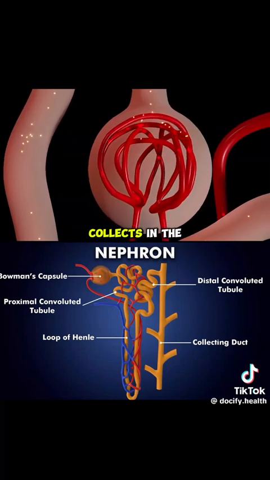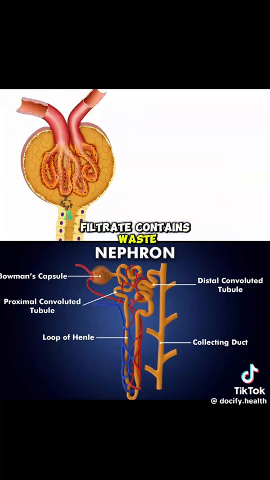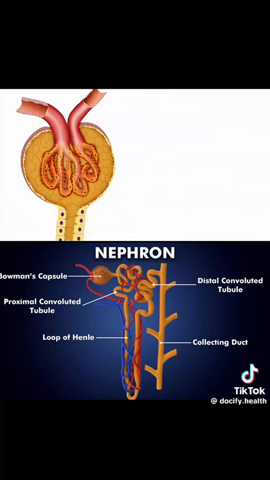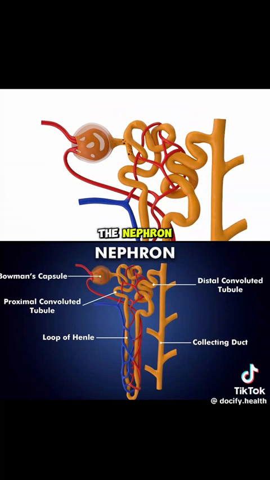The fluid that collects in the nephron is called filtrate. Filtrate contains waste materials along with some useful substances like water, glucose, salt, ions, amino acids, etc. Remember that large molecules and blood cells do not enter the filtrate. Only small molecules can pass into the Bowman's capsule's lumen. As the filtrate travels further in the nephron, essential substances are reabsorbed back into the blood.